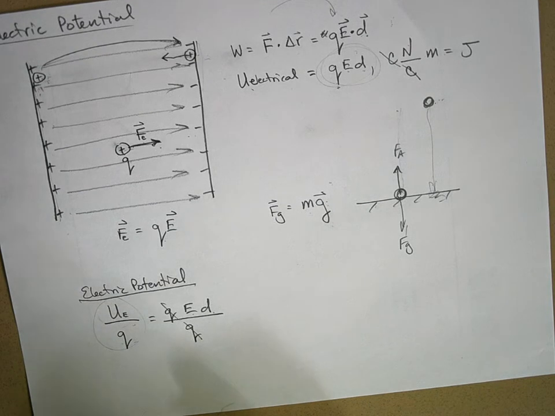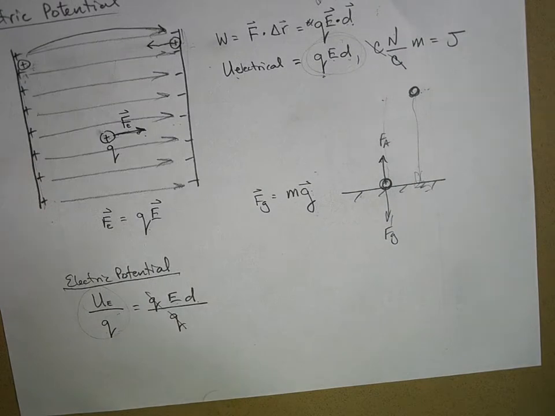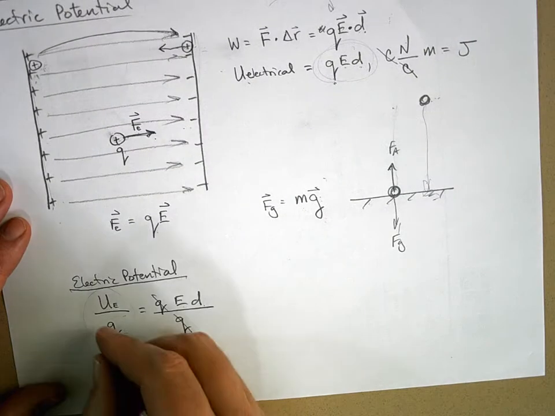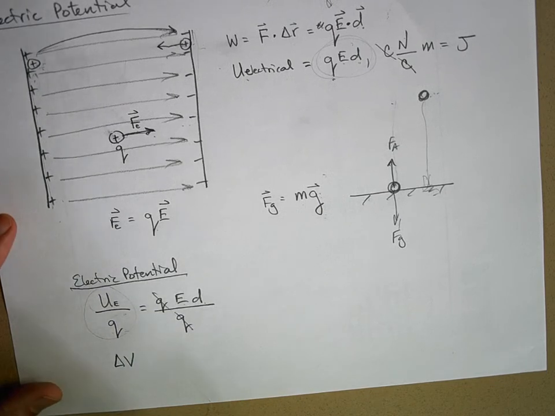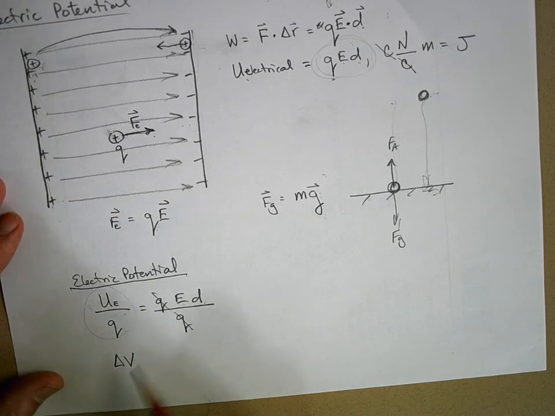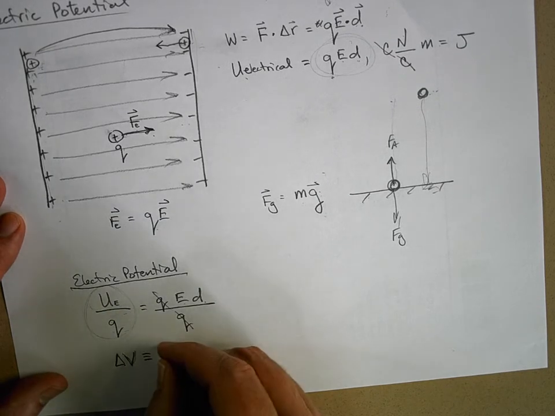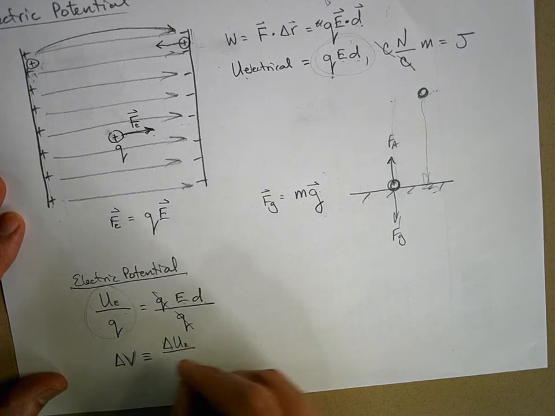We're going to call it, for right now, and this is what the book does. The book is pretty good. I would definitely recommend that you read the book as well as listen to this lecture. So we're going to call it delta V. This is not velocity. This is a capital V, delta V. By definition, it is the change in electric potential energy per unit charge.